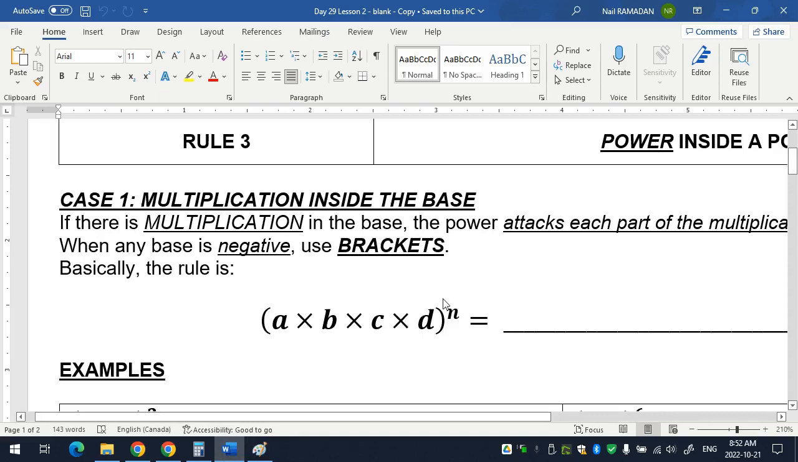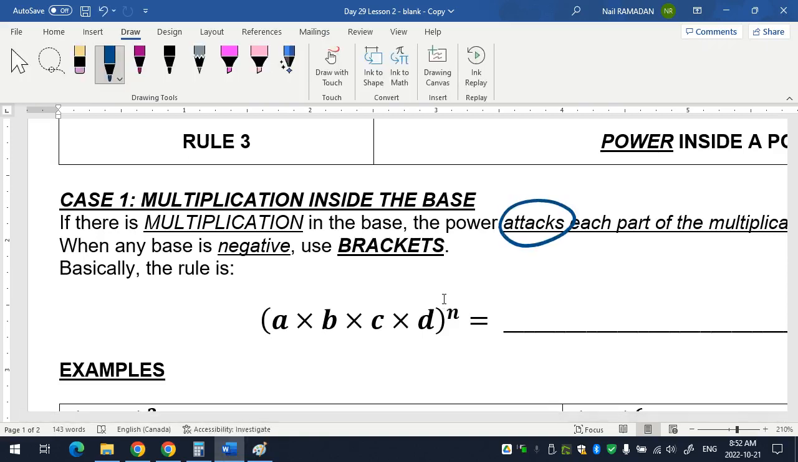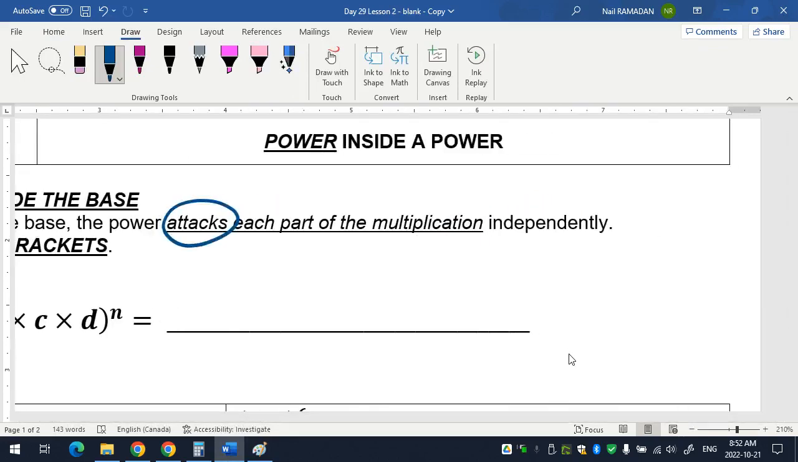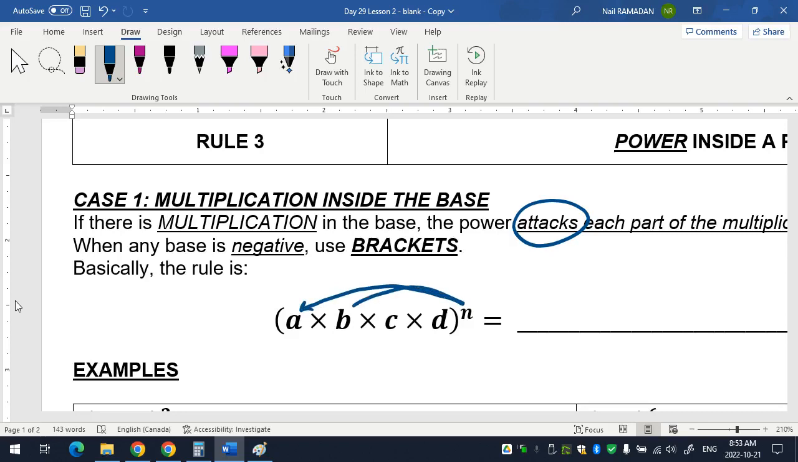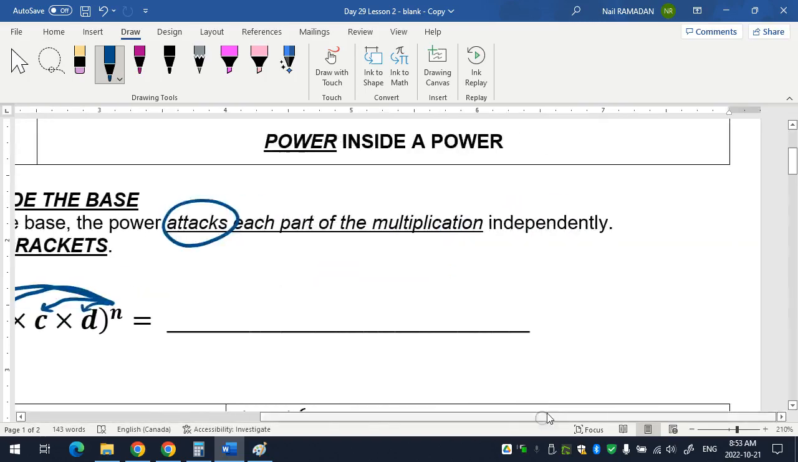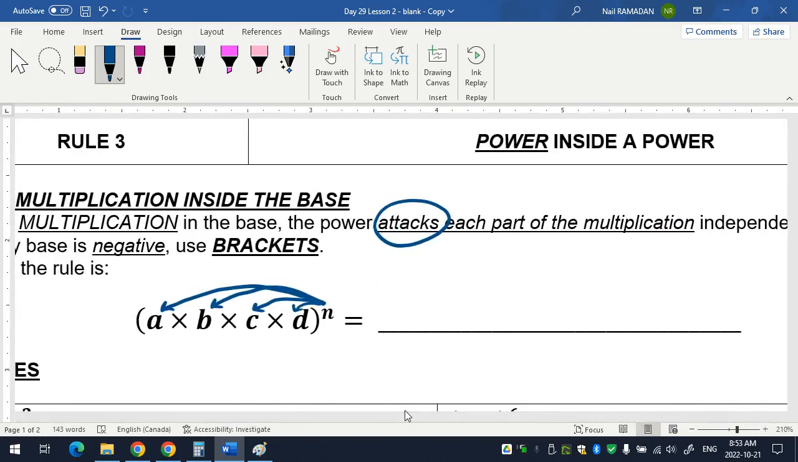The rule is the power attacks, I like the word attacks, each part of the multiplication independently on its own. When any base is negative, please use brackets. So that means the rule says A times B times C times D. Go ahead, put an arrow on top of this one. So what does this become? A to the power of n, times B to the power of n. You keep going.